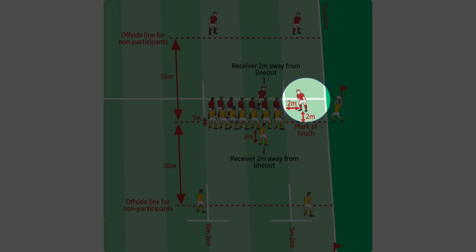This player must be at the 2 and 2, which is 2 meters from the line of touch on their side of the lineout and 2 meters from the front of the lineout players within the 5-meter gap on their side of the lineout.